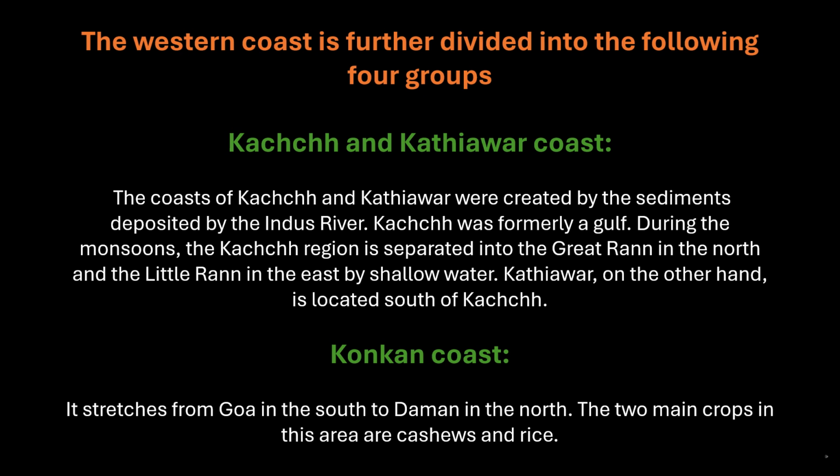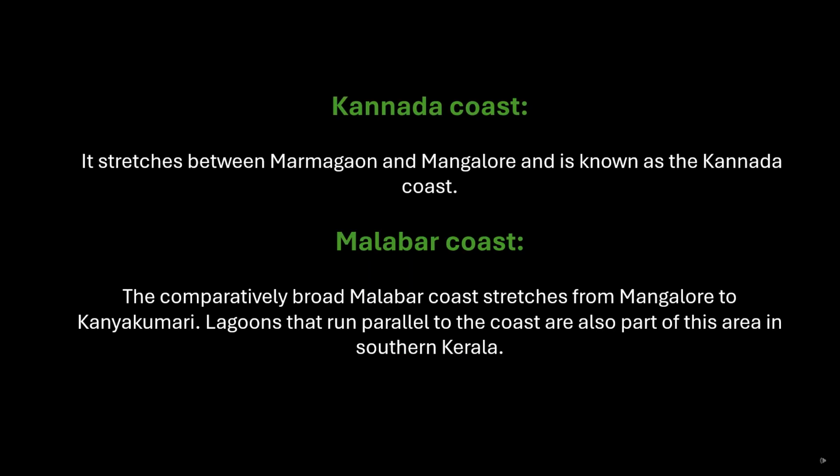Konkan Coast. It stretches from Goa in the south to Daman in the north. The two main crops in this area are cashews and rice. Kannada Coast. It stretches between Marmagaon and Mangalore and is known as the Kannada Coast. Malabar Coast. The comparatively broad Malabar coast stretches from Mangalore to Kanyakumari. Lagoons that run parallel to the coast are also part of this area in southern Kerala.